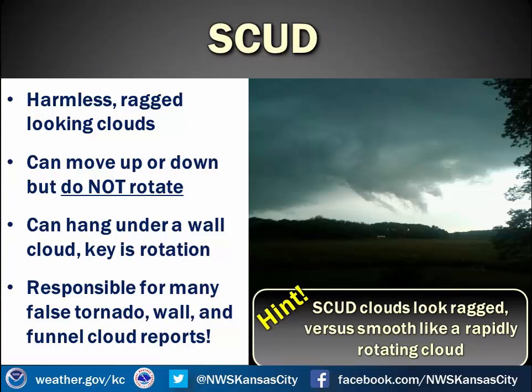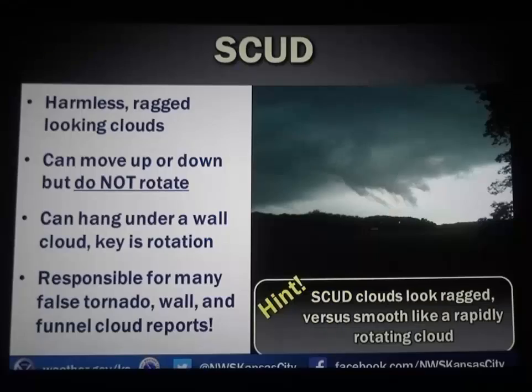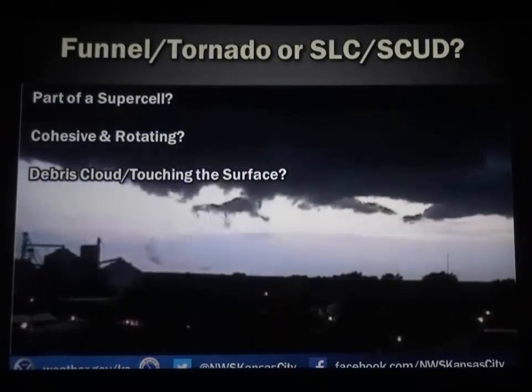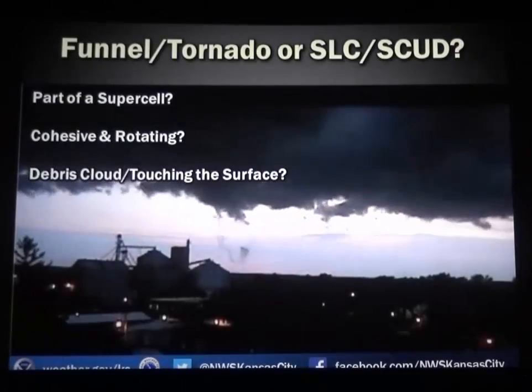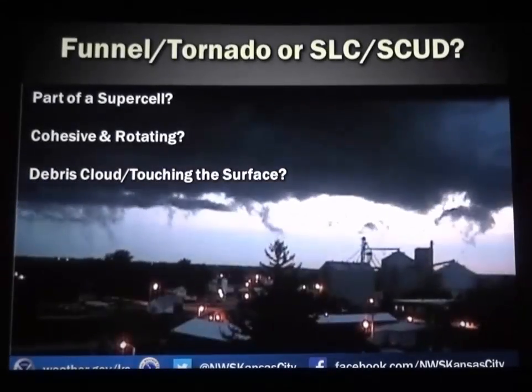Okay, let's talk about scud clouds. These are like little fragmentary clouds that can hang below the cloud base. Sometimes they can actually touch the ground. They can occur underneath wall clouds, which really confuses the issue. But again, with these scud clouds, you need to be checking to see, is it rotating? Okay, I've got a time-lapse video here. Let's watch. That's pretty typical of what scud clouds may look like.